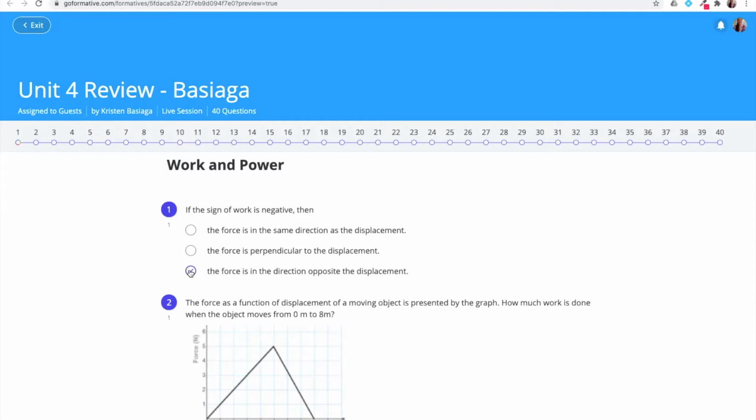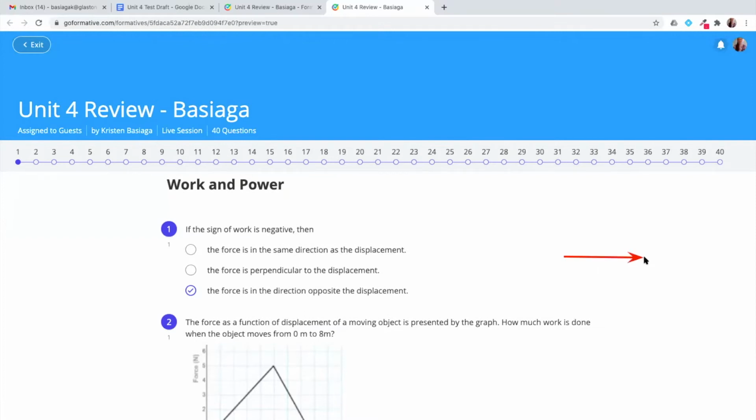For number one, if the sign of the work is negative, then the force is in the opposite direction to the displacement. The force and distance would be in opposite directions to each other, so that means it would have an obtuse angle. An obtuse angle means the work done is negative. So if the force is to the right, but the object is moving to the left, this puts a 180-degree angle that is obtuse and work would be negative.